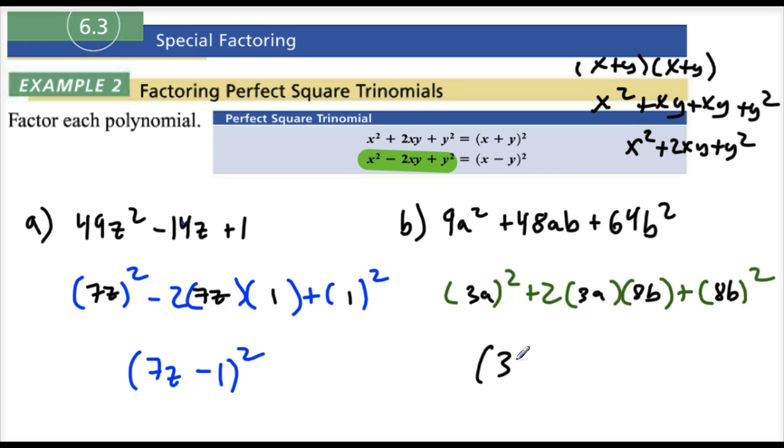So the answer is just the first term plus the last term, squared. And there we go.